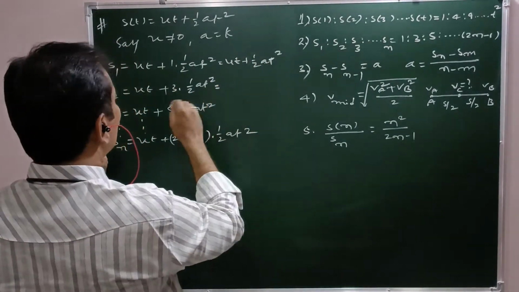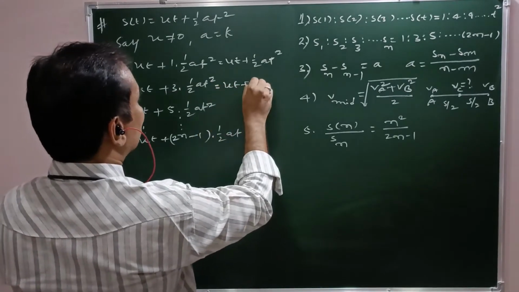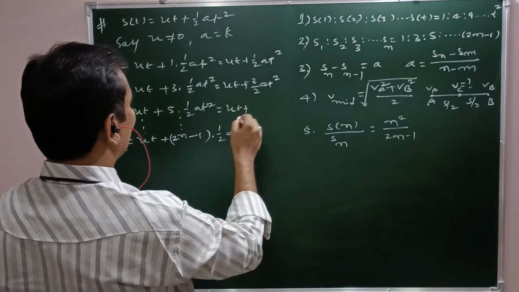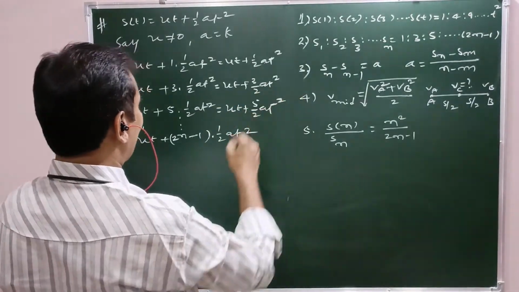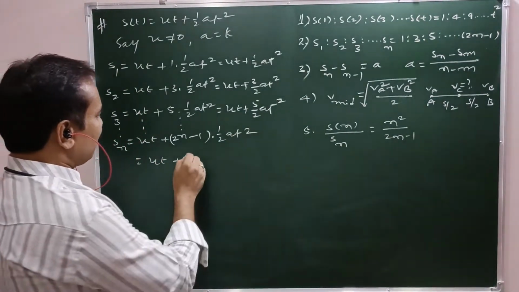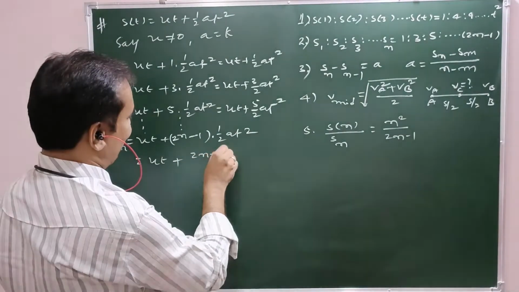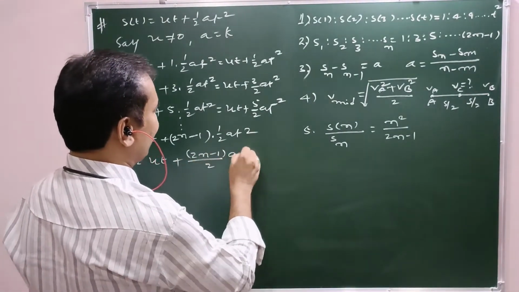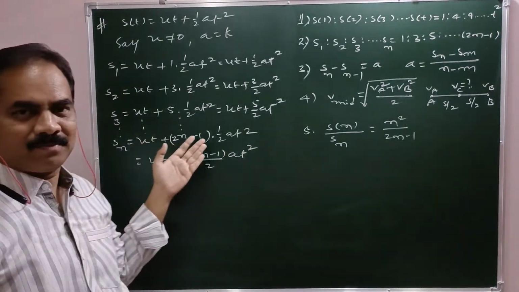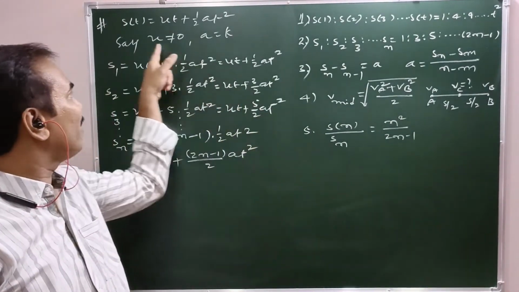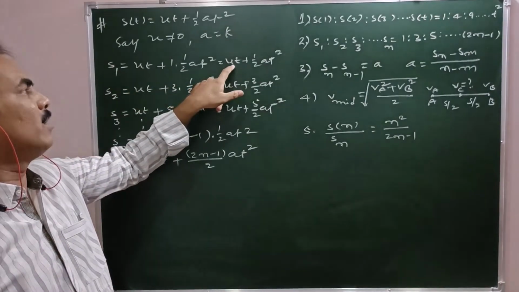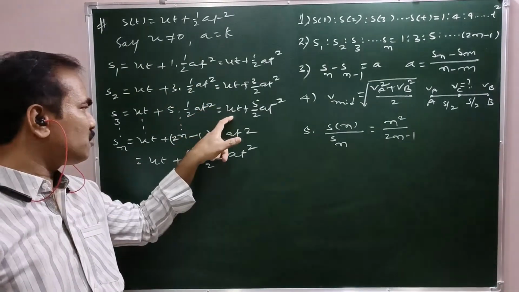So the ultimate values: ut plus 1/2 at square, here ut plus 3/2 at square, here ut plus 5/2 at square, here ut plus (2n minus 1)/2 into at square. So these are the successive distances in successive equal intervals, provided u is not equal to 0. In every expression we have the first term ut involved, here also involved, here also involved, here also involved.